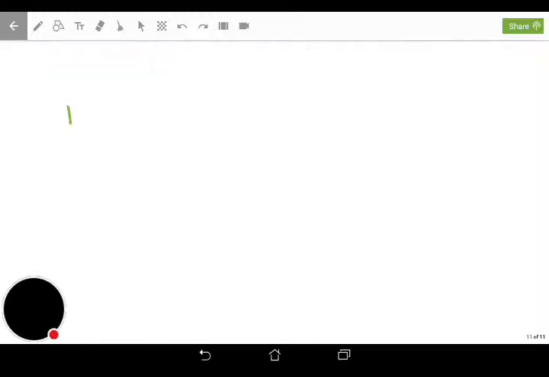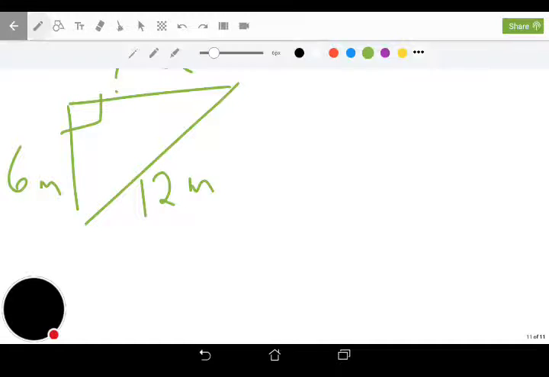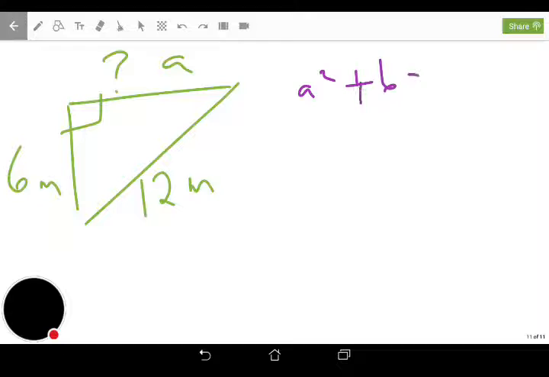So I'm going to draw a triangle. We know what the hypotenuse is, it's the one opposite the right angle, and I'm going to call this 12 metres. I don't know what this is. Let's just call this A, and we've got 6 metres. Now, Pythagoras' theorem for the longest side said a squared plus b squared is c squared. But that is when c is the longest side.